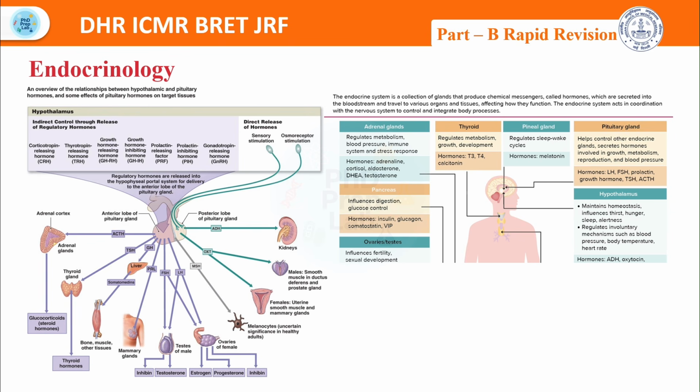Then we have ovaries and testes, which secrete the sex hormones. Then we have the thyroid gland, which secretes T3, T4, and calcitonin. The pineal gland will secrete melatonin, which regulates the sleep-wake cycle. Then the pituitary gland, which secretes FSH, LH, prolactin, growth hormone, TSH, ACTH, and then finally the hypothalamus, which stimulates the secretion of the hormones of the pituitary gland, as I mentioned before, and you can see on the chart as well.